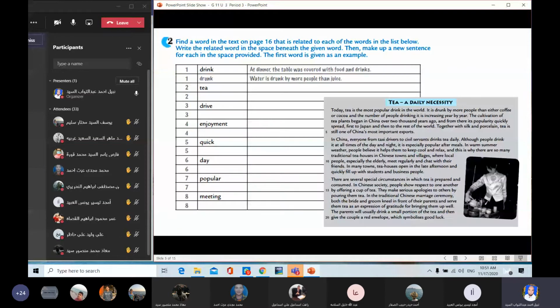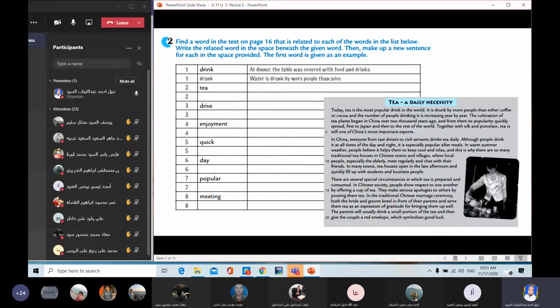Referring to the article about tea, a daily necessity, on page 16, find the word in the text on page 16 that is related to each of the words in the list below. Write the related word in the space beneath the given word, then make up a new sentence for each in the space provided. The first word is given as an example. For example, you are required to write words related to the words above. You are going to find these words from what? From the article on page 16.